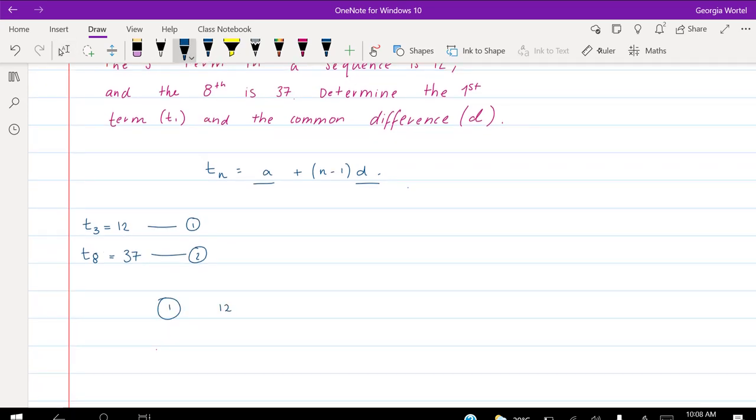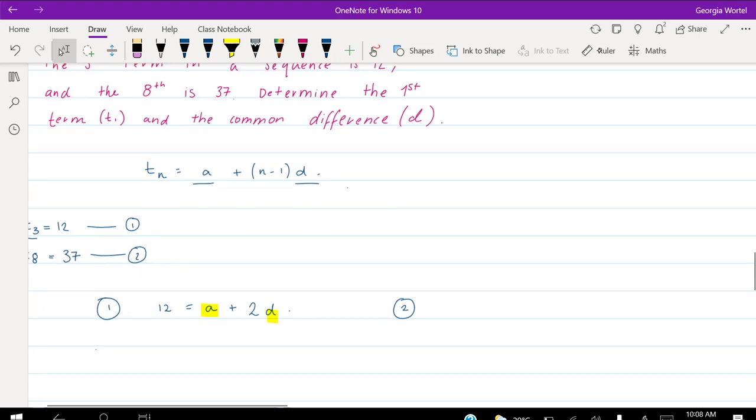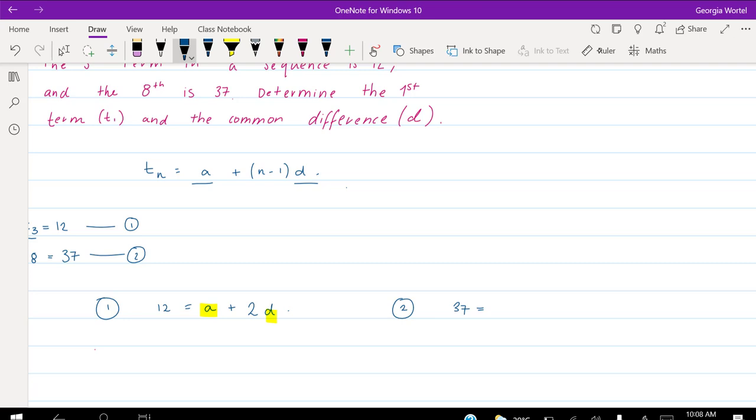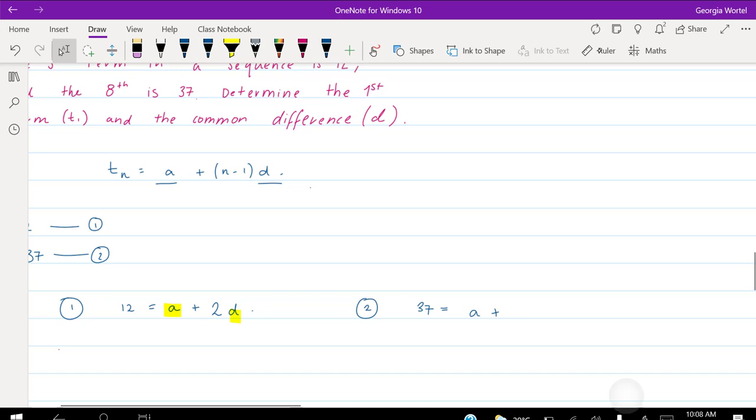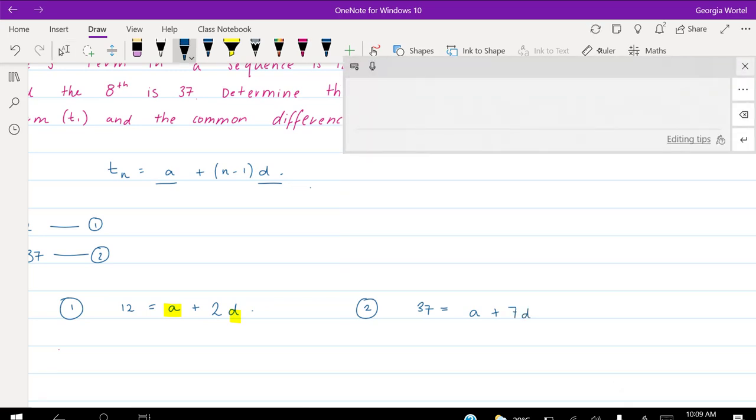So let's work with the first one. My value of my term is 12. I don't know my A value. My n is 3 because I'm on the third term, which means n minus 1 is 2. Okay, so we've got something we might be able to work with. We've got two unknowns though, so there's not much we can do with it at the moment. Let's just leave it there. And we'll have a look at our second one. So T8 is equal to 37. So the value of my term is 37. And following this rule up here, we don't know our A. We're on the 8th term, so n minus 1 would be 7 D.